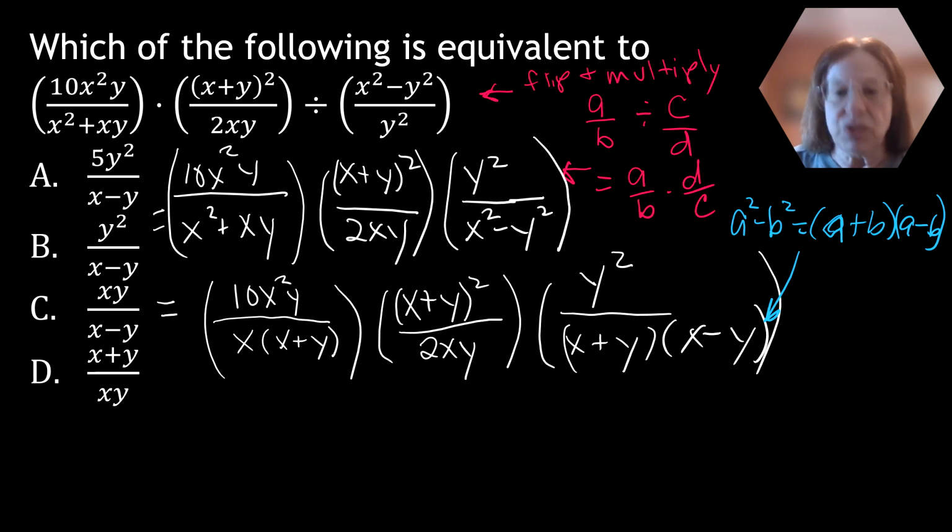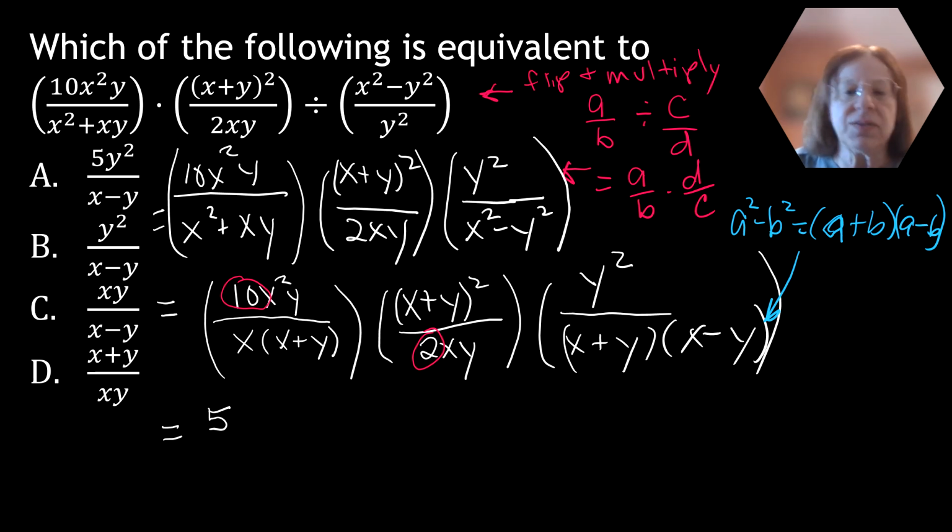And that is equal to, the next thing we're going to do is factor the denominator. So we have 10x squared y. We're going to factor x out of that first term. X squared plus xy equals x times the quantity x plus y. Leave x plus y squared, you'll see why in a minute, over 2xy. We have y squared next over x squared minus y squared, which is the difference of two squares. A squared minus b squared is a plus b times a minus b. So x squared minus y squared is x plus y times the quantity x minus y.